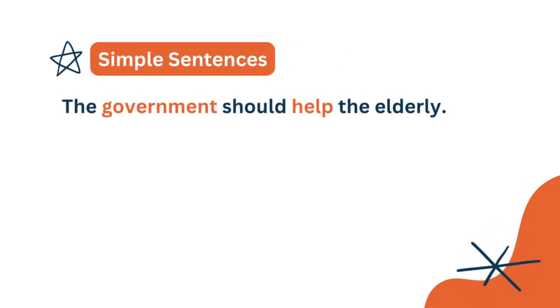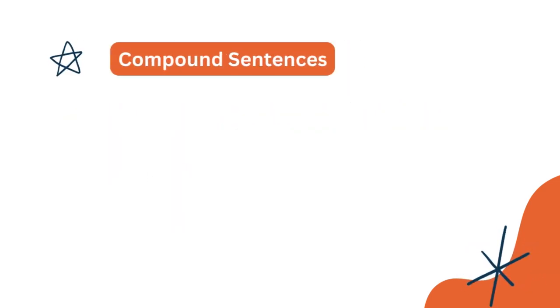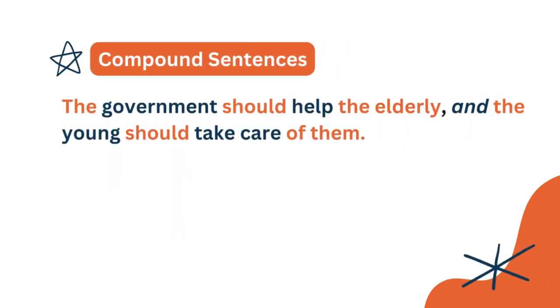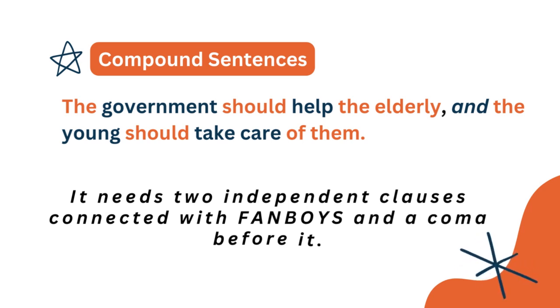The government should help the elderly. Here, the government is the subject. Help is a verb and it makes a full sense. Now let's have a look at the second example. This is an example of a compound sentence. For making a compound sentence, we would need two independent clauses. So both should have their own subject and a verb, and they should be connected together with the help of a coordinating conjunction and a comma before that.